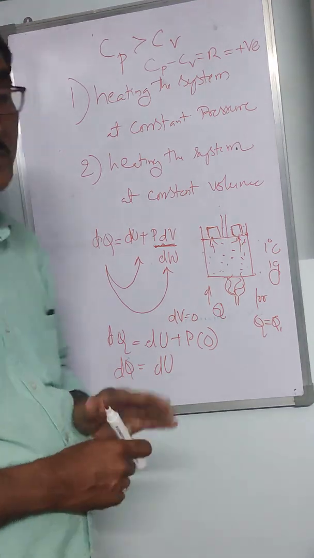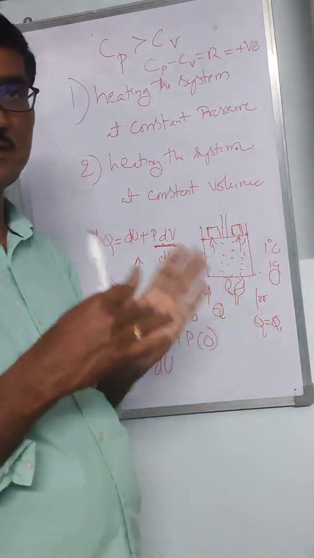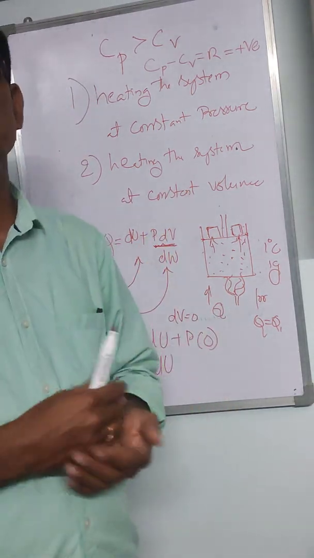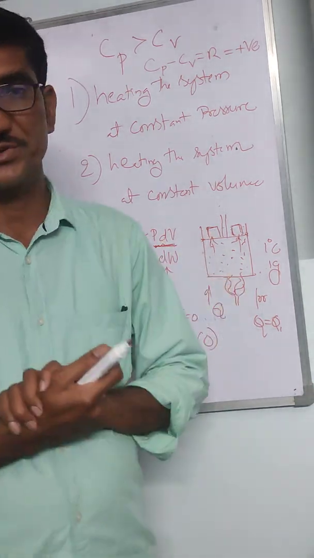So we always see Cp greater than Cv. The Cp value is always greater than the Cv value, and the difference is always positive.